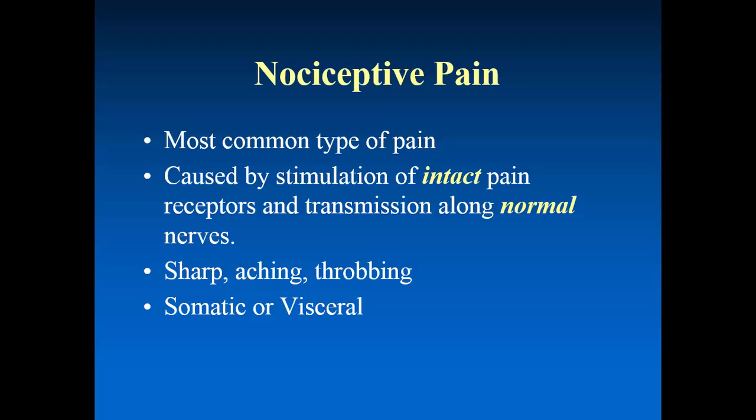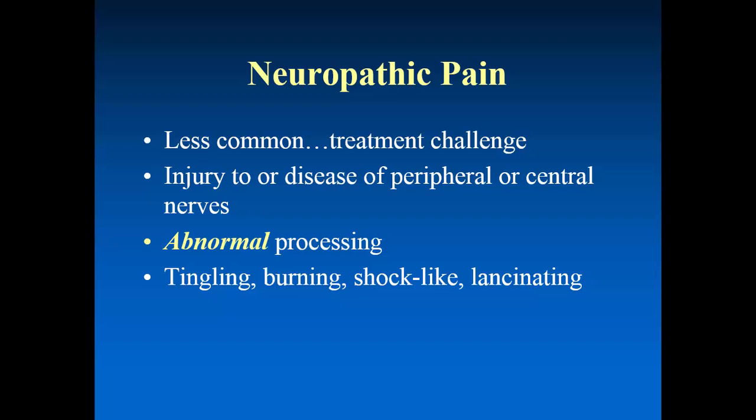So the first category, or the first bucket, is what we call nociceptive pain. It is the most common type of pain that we run into on a palliative medicine service. And I think the important thing to remember is that it's caused by stimulation of intact pain receptors and transmission along normal nerve pathways. Oftentimes it is sharp, aching, or throbbing. And the two categories that we talk about all the time are whether the pain is somatic or visceral in nature. Somatic pain is the pain that is extremely well localized and easy to determine.